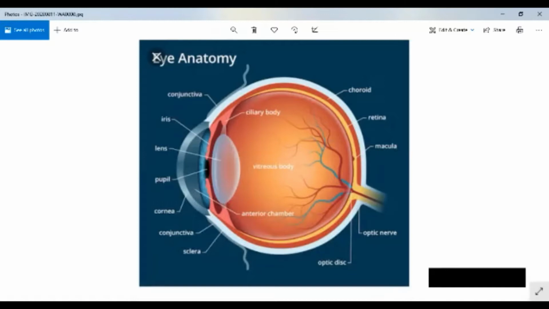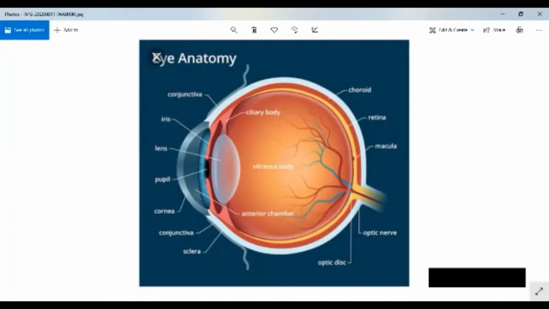So cornea is the projected transparent anterior part of the sclera. Anterior means the front portion. Posterior means back side. So cornea is the anterior, that means front portion of the sclera, that helps in refracting the light rays to fall on the retina for the image formation. So with the help of refracting the light rays from the cornea, the image formation takes place on the retina.